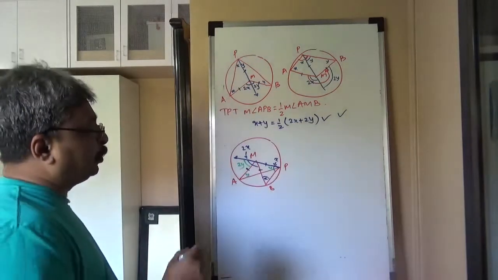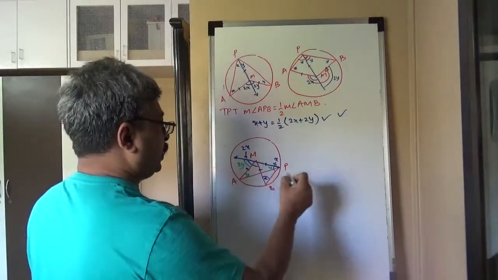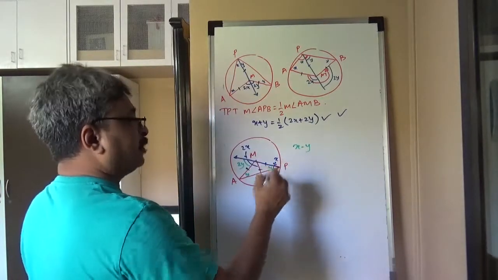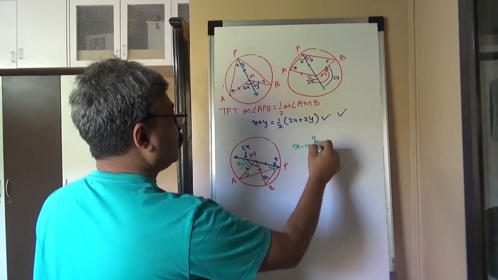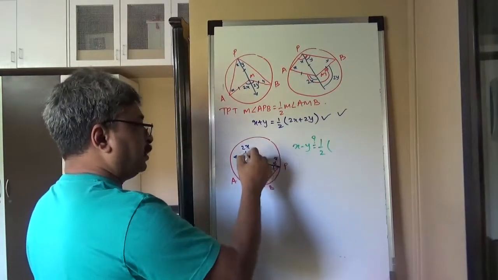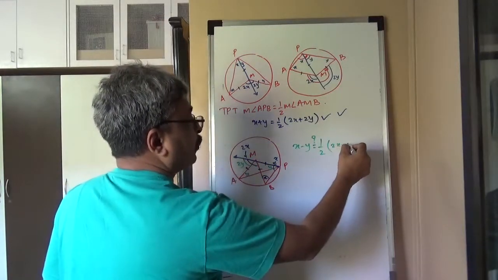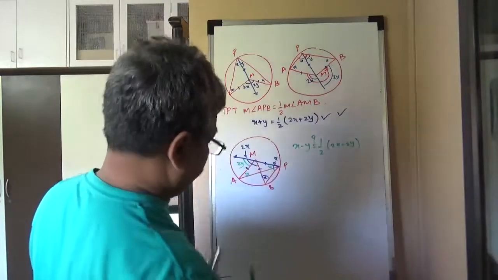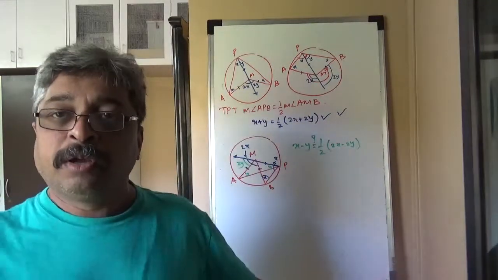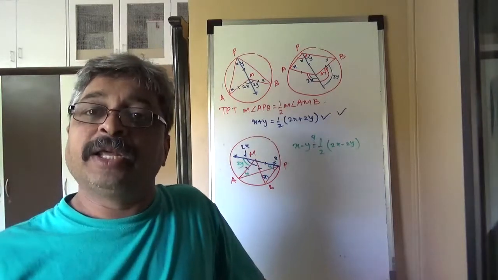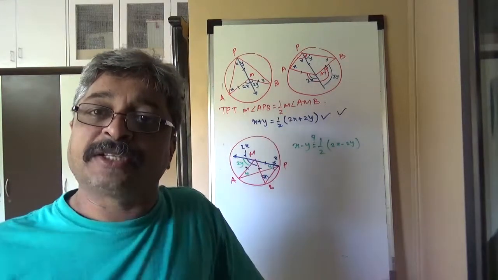Okay, now if you look at the measure of angle APB, it is x minus y. X is the bigger angle, y is the smaller angle, which is supposed to be equal to half of, again, AMB, which is 2x minus 2y. Right? Therefore, once again we prove the same result, and hence we have a theorem: the measure of an inscribed angle is half of that of the intercepted arc.